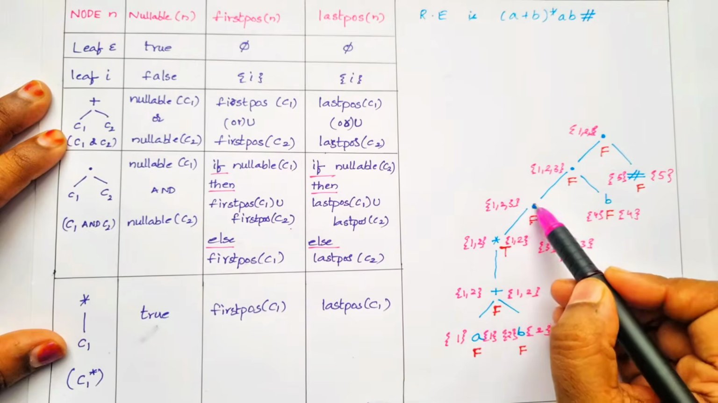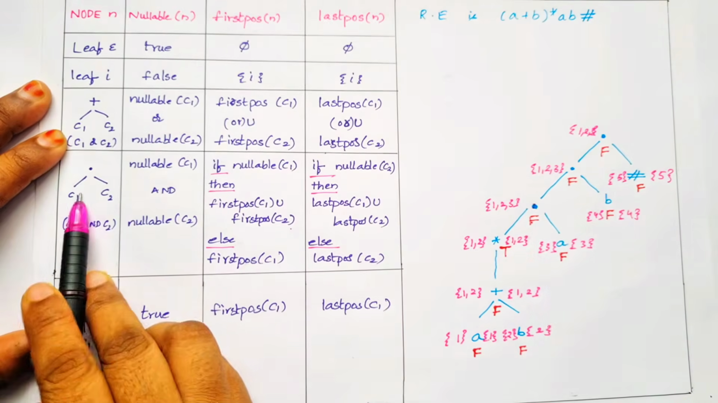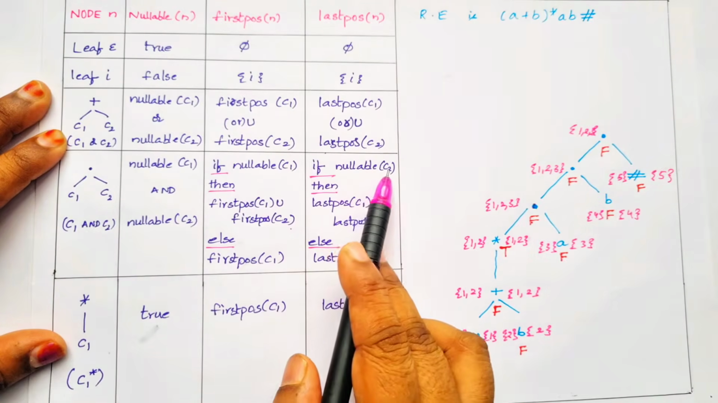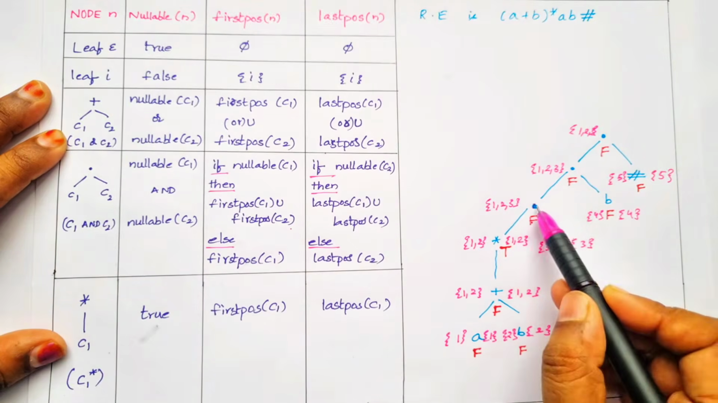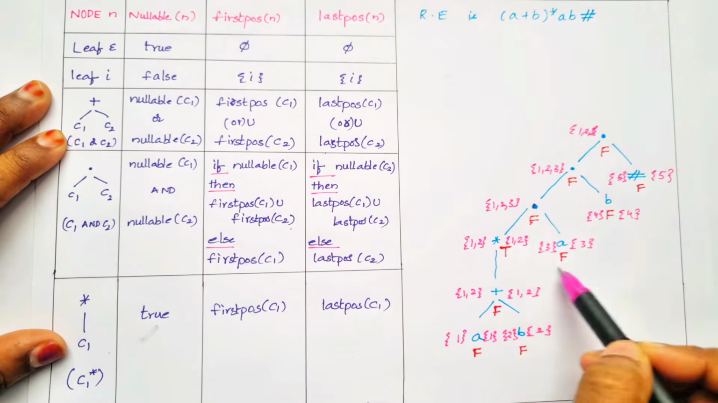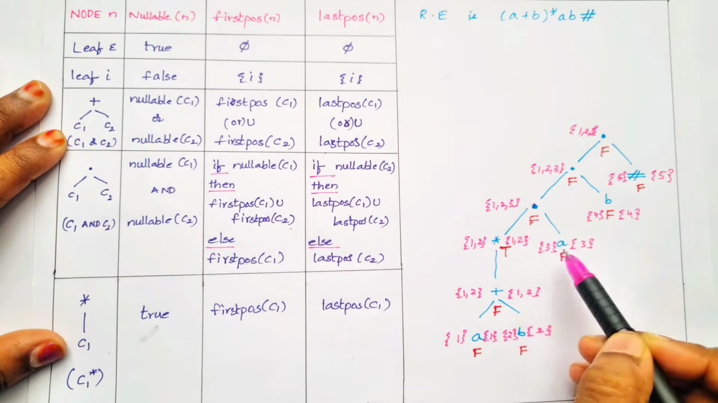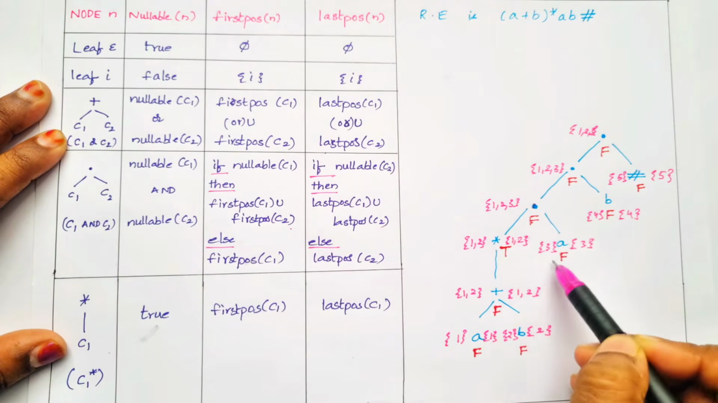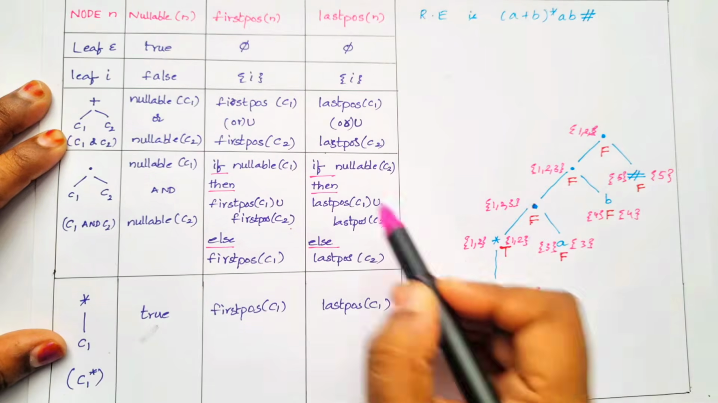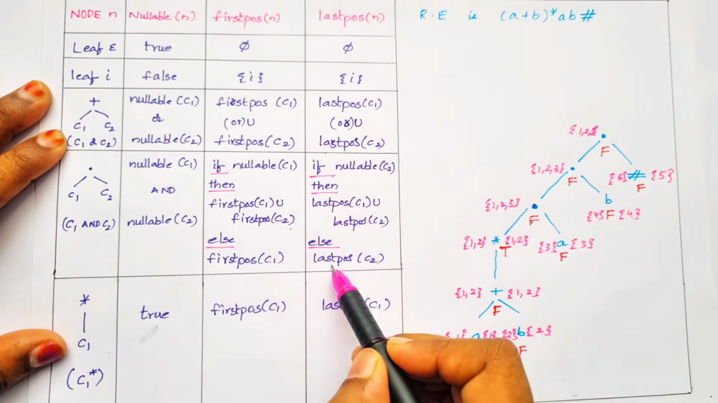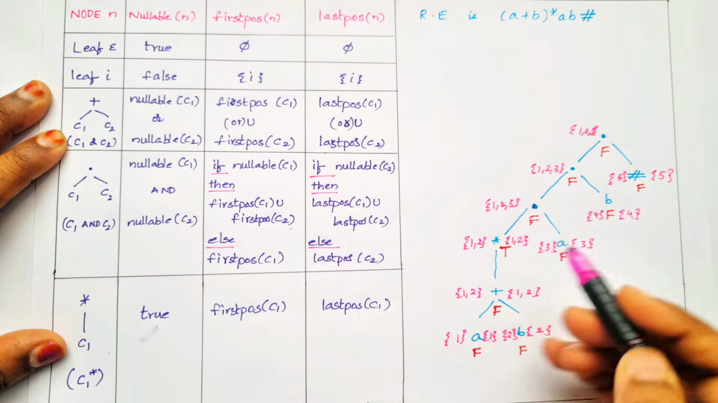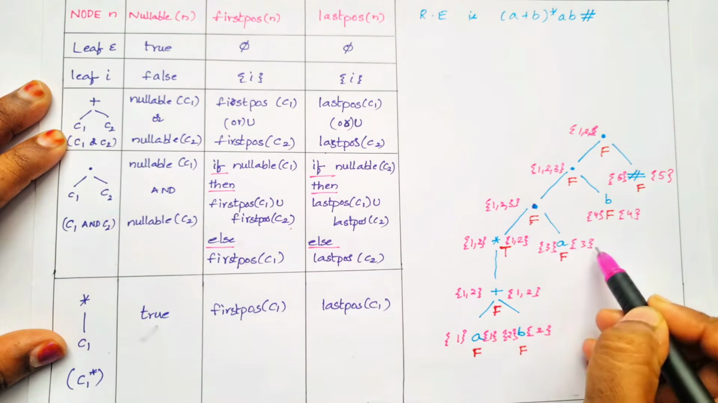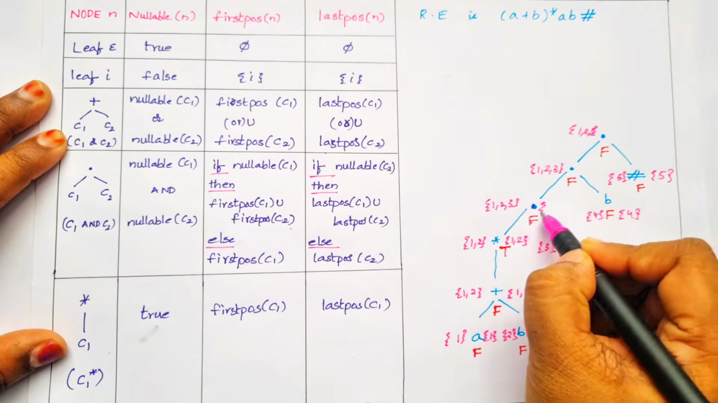Next, dot node. Dot node, if nullable of C2, you have to see the C2 node of that dot node. C2 here is this one. The nullable of C2 is false. Means if false, you have to go for else part. What is else part? Last position of C2. What is last position of C2? 3. Simply note that value here.